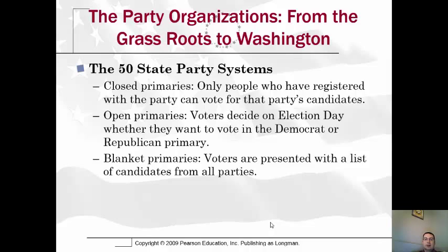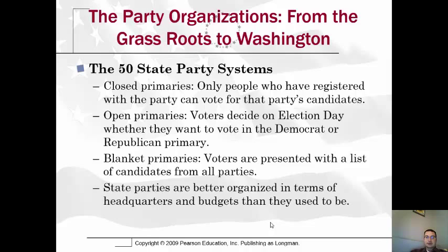On open primaries, however, the voters can decide whether they want to vote in the Democratic or Republican primary, so they can just decide that day. And so closed primaries play an important role, because your party identification could determine whether you can even vote on one side or the other when they're picking a candidate. That's only when picking a candidate for president. It's not when we're actually voting for president. State parties are in charge of a lot of that stuff, and they have a large budget and a large staff to work with it.